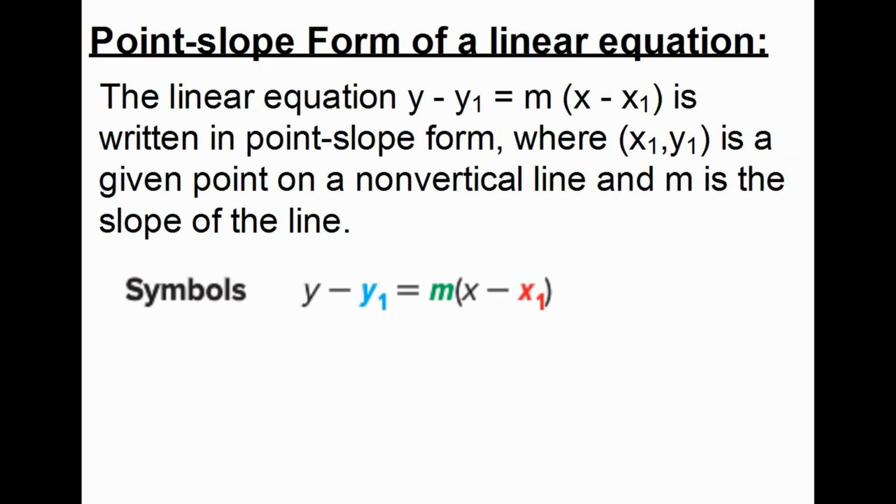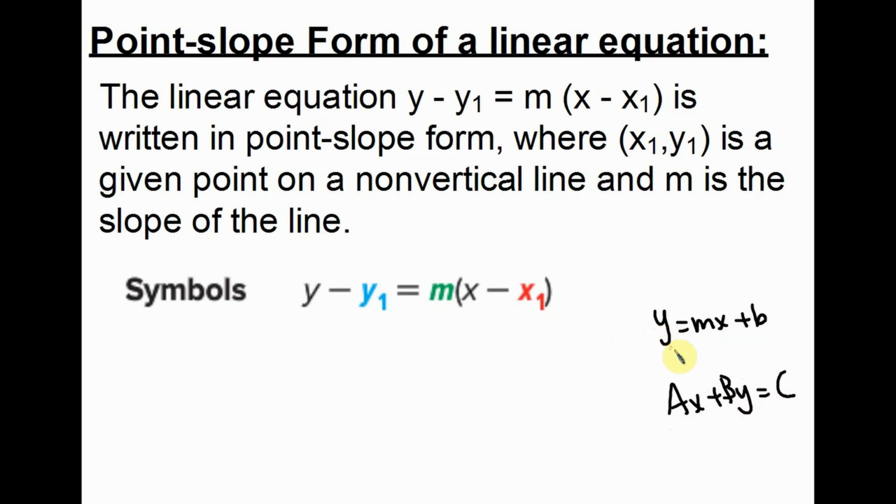The linear equation y minus y1 is equal to m times x minus x1 is written in point-slope form where x1, y1 is a given point on a non-vertical line and m is the slope of the line. The last two videos were covering slope-intercept form, y is equal to mx plus b, and standard form, ax plus by is equal to c, when a, b, c are integers.